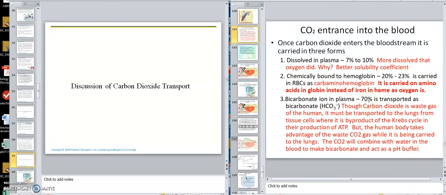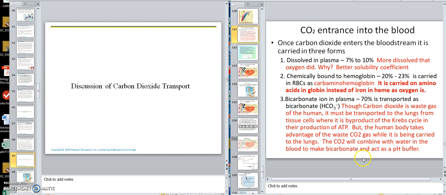70% is carried in a form we never saw with oxygen. And that's called the bicarbonate form. That's going to be primarily in the plasma. It's going to form this bicarbonate. Though carbon dioxide is a waste gas of the human, it must be transported to the lungs from tissue cells where it is a byproduct of the Krebs cycle in their production of ATP. But the human body takes advantage of the waste CO2 while it is being carried to the lungs. So it takes advantage of a waste.